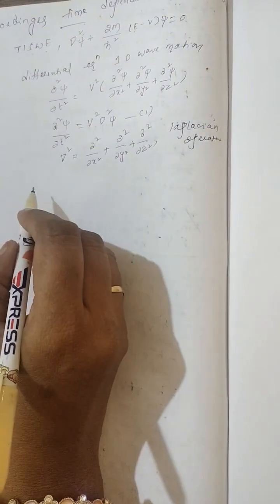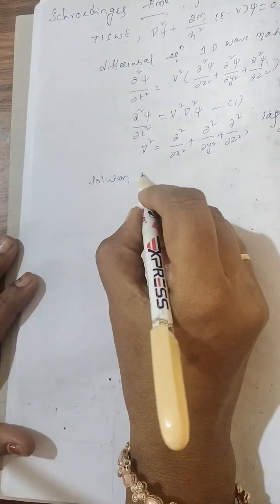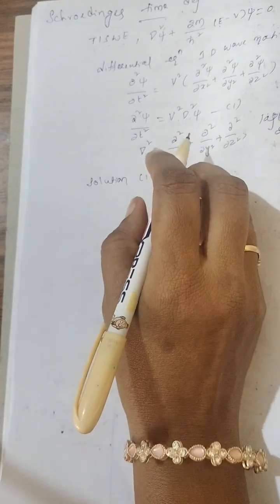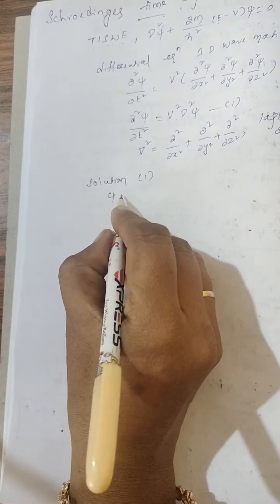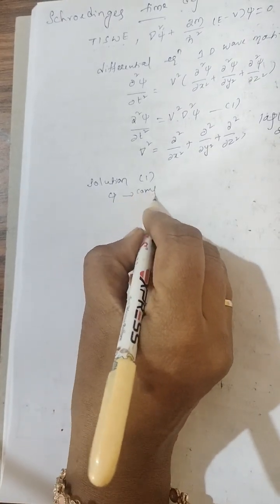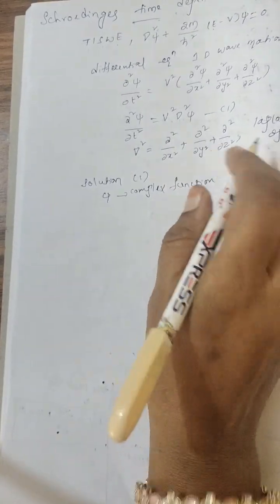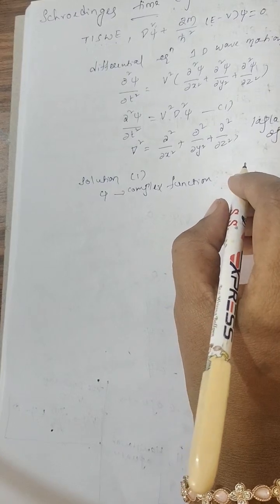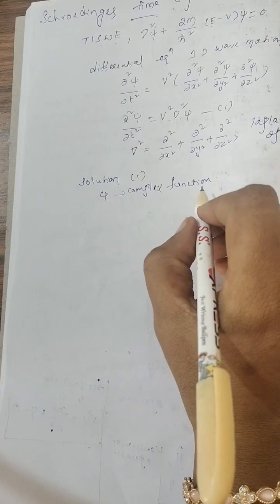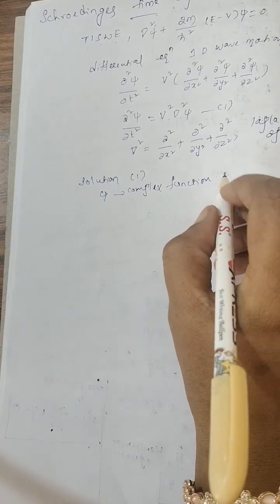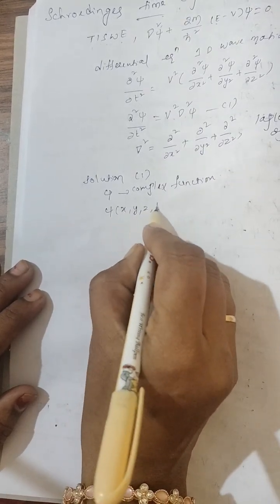Now, let us write the solution of equation 1. For that, we are considering psi to be a complex function of the space coordinates of a particle and time. Right? A complex function in terms of space coordinates and time. That is how we will write psi. Space coordinates x, y, z, time t.